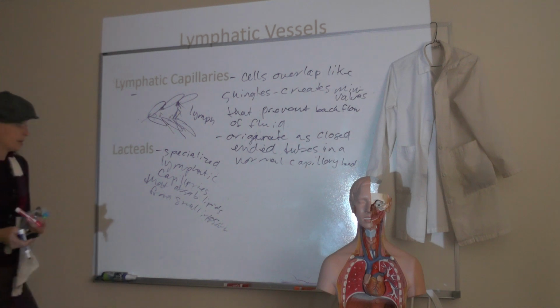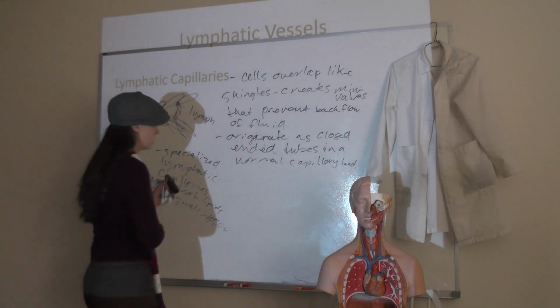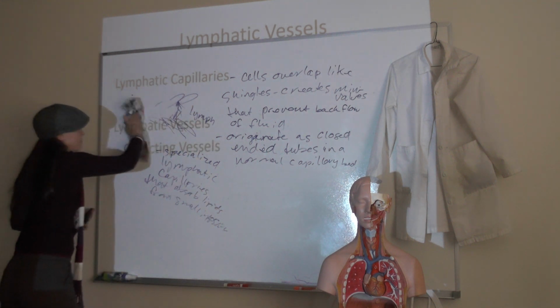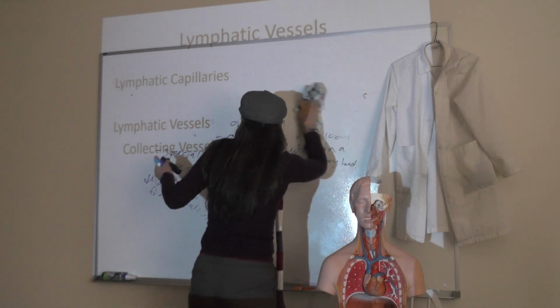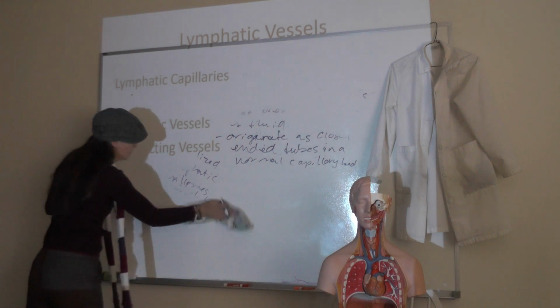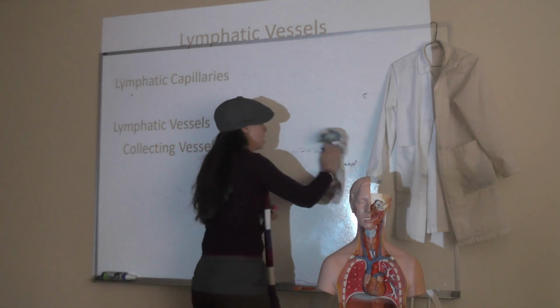Okay, and they're going to drain into this structure called the cisterna chyli. So, all right, our lymphatic capillaries are going to converge into larger vessels called collecting vessels, or lymphatic collecting vessels. Some books just call these lymphatic vessels.